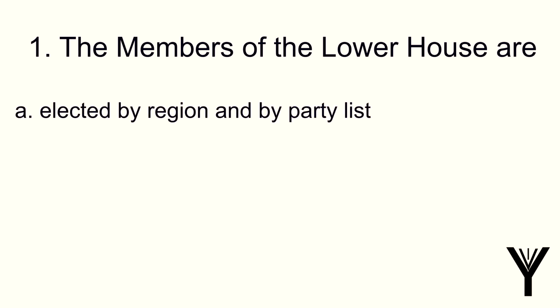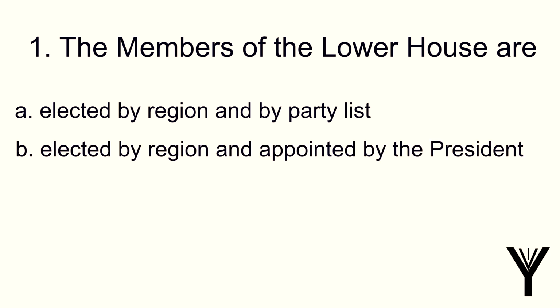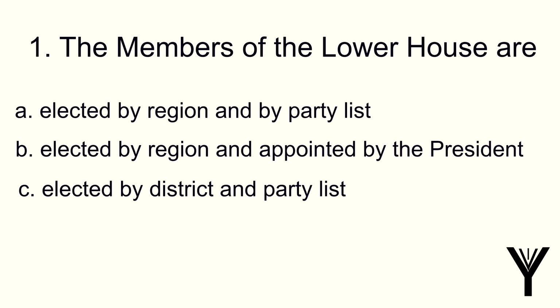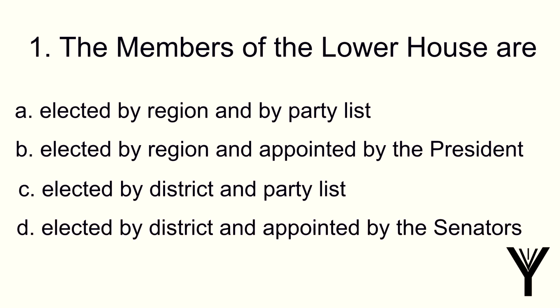Elected by region and by party list. B. Elected by region and appointed by the President. C. Elected by district and party list. D. Elected by district and appointed by the Senators.